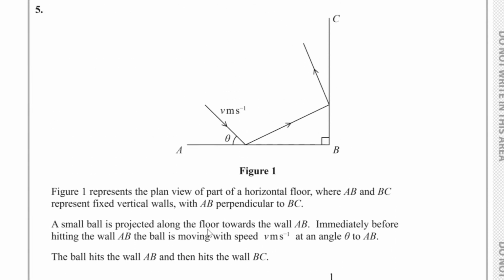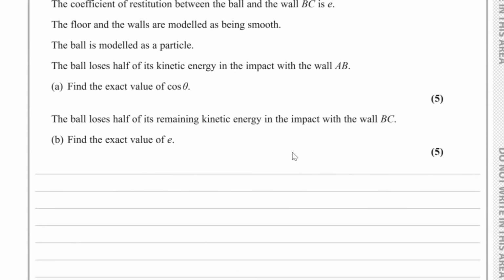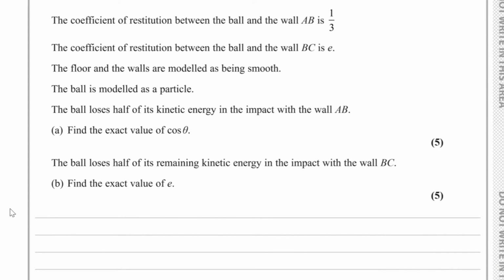Well, I will let the speed at which the particle is approaching BC equal W meters per second, and I will let the speed at which the ball leaves BC equal X meters per second. Now, before we do anything else, we need to resolve parallel and perpendicular to AB. So, parallel to AB after the first collision.